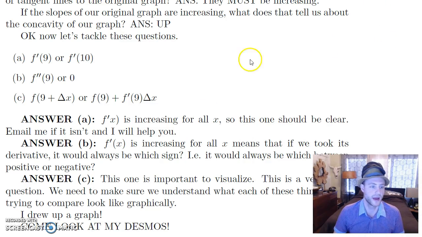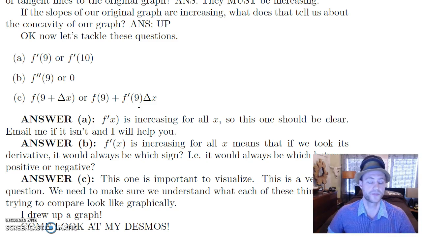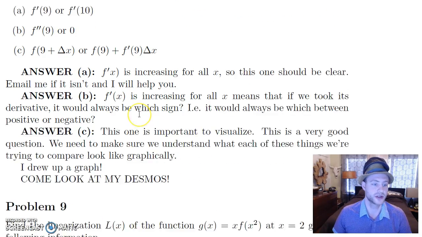Now if we want to compare these two things, this one is on the original graph and this one is on the tangent line graph. The tangent line can't continue to increase its slope, so it can't keep up with the original function, whose slopes are always increasing. So use that information to answer that question.